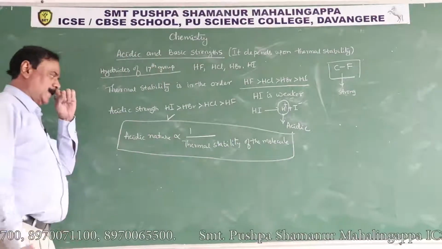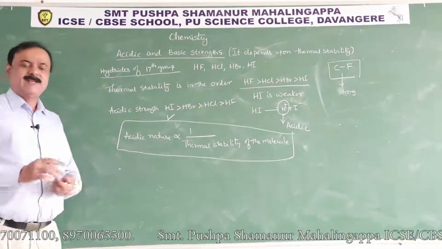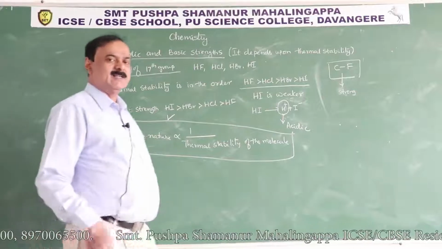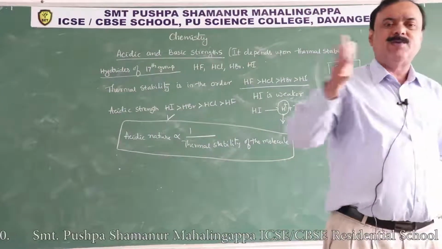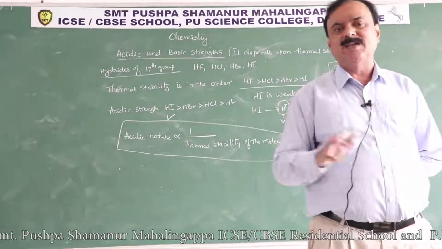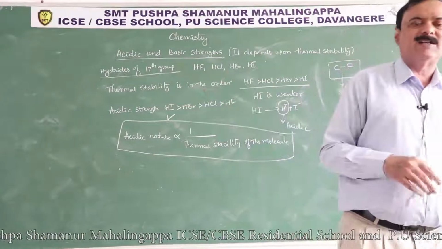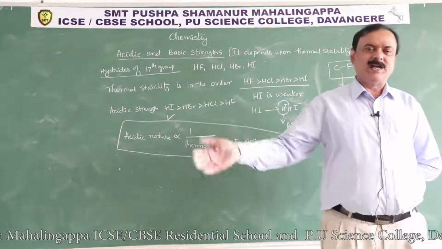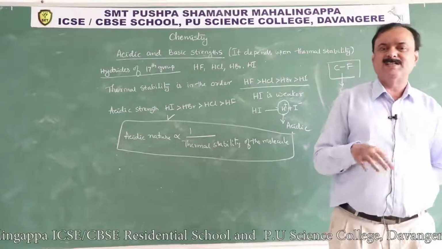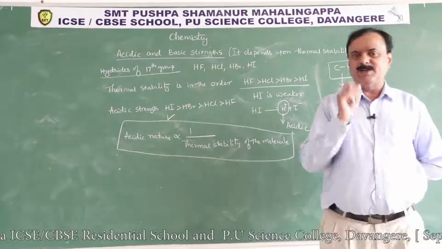This is a shortcut method. Suppose in an entrance exam they give molecules like HCl, HBr, HI and ask you to arrange them in increasing or decreasing order of thermal stability, or which one is more acidic or less acidic in nature. They may ask such questions. Keep it in your mind.